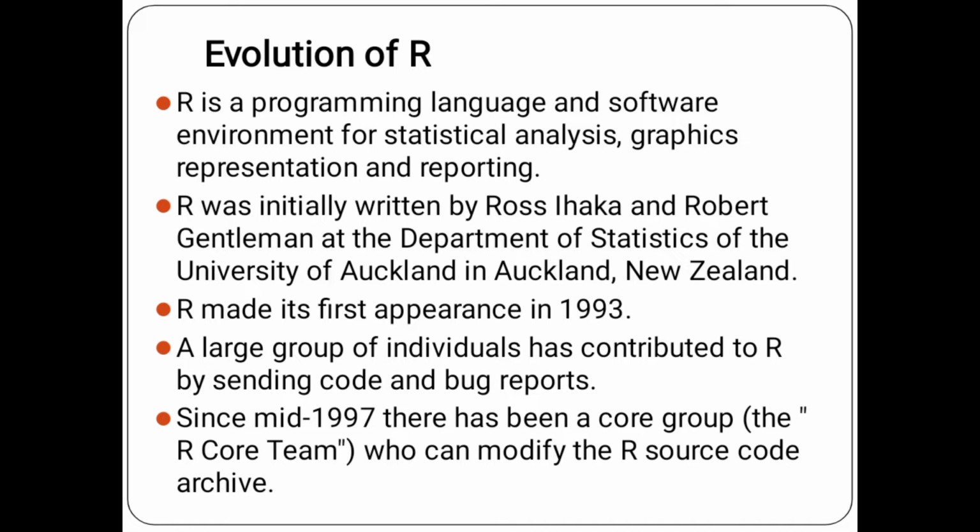R is a programming language and a software environment for statistical analysis, graphics representation and reporting. R was initially written by Ross Ihaka and Robert Gentleman at the Department of Statistics at the University of Auckland, which is in New Zealand. R made its first appearance in 1993.